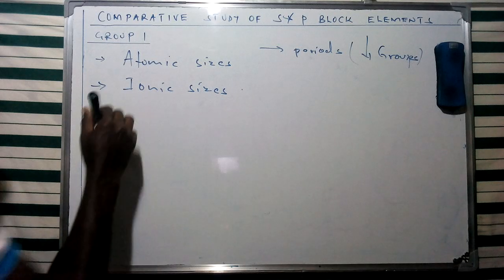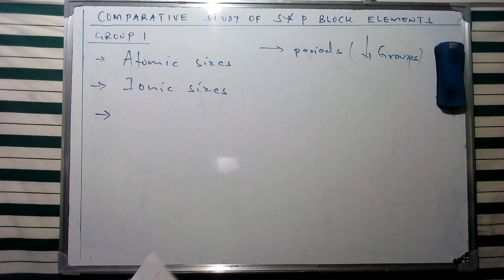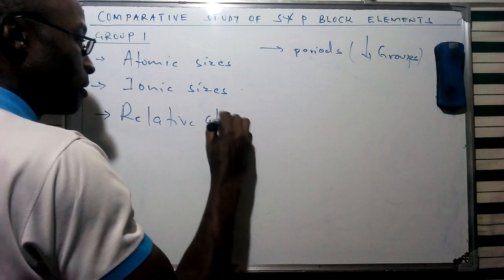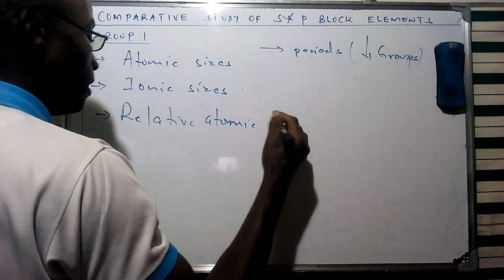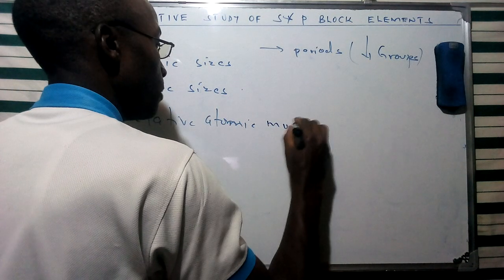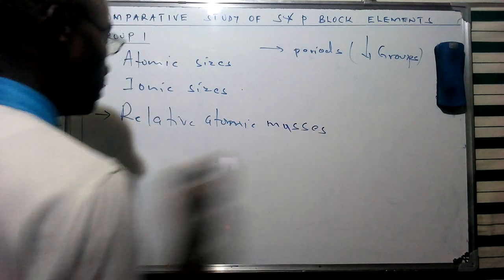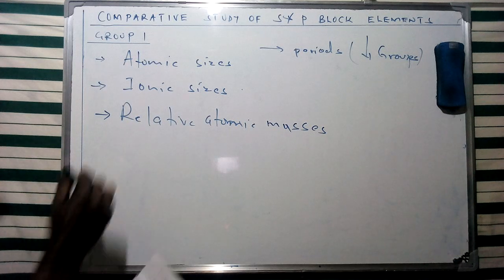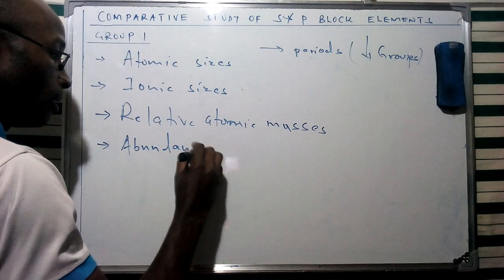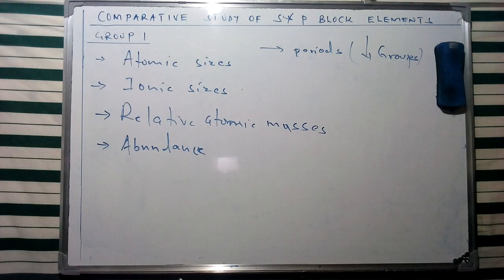And then we shall look at what we refer to as their relative atomic masses. This is the trend of their atomic masses in comparison, across the periods and down the groups, as we shall look at them. We shall as well look at their abundance. Some of these elements are going to be found in their free states, but some of them are going to be found in combined states, perhaps in compounds.